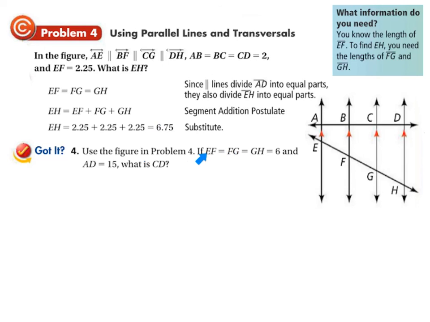Okay, you're going to do the same thing here. You're going to use the same figure at the right. What if EF and FG and GH were equal to 6? And we knew that AD, this whole span of those three segments together, was equal to 15, what would this one segment be? Solve that and then check your answer.